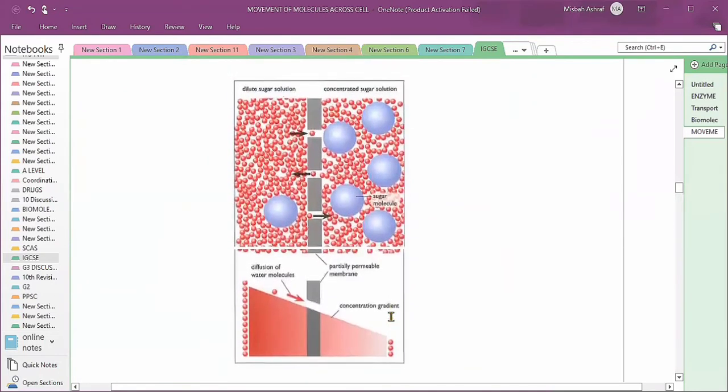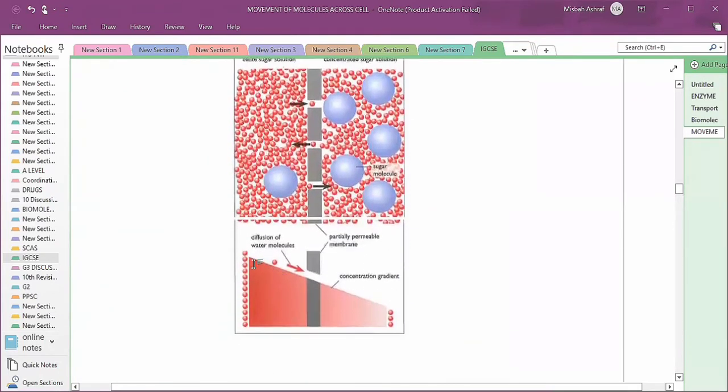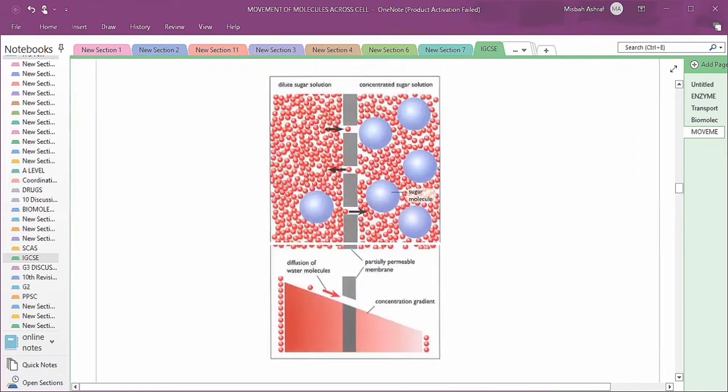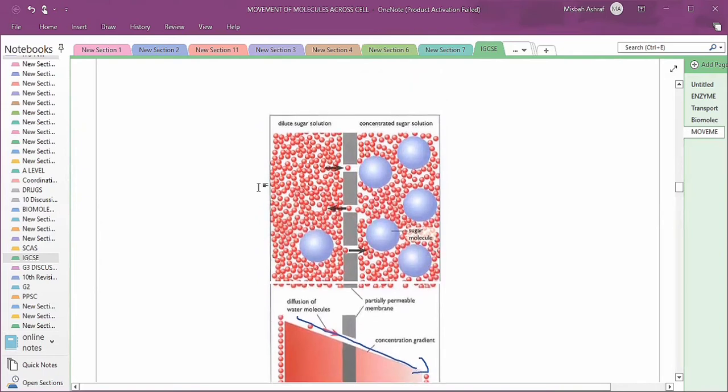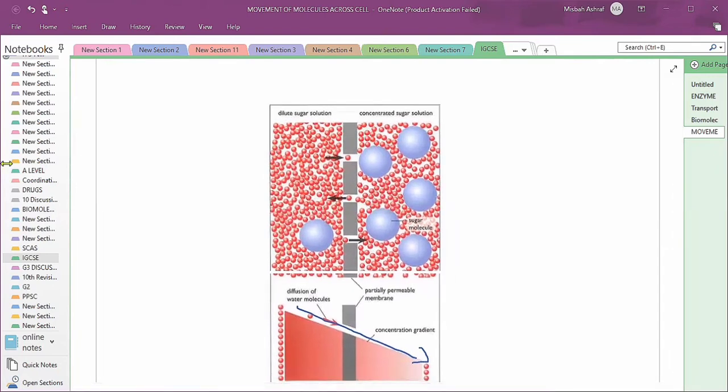There is another point, as this is also passive transport. Here you can see that water molecules are moving from higher concentration towards lower concentration, right? So this is showing that they are moving from higher to lower concentration. Here you can see a dilute sugar solution, which means that it has more water. We will discuss solutions afterwards.